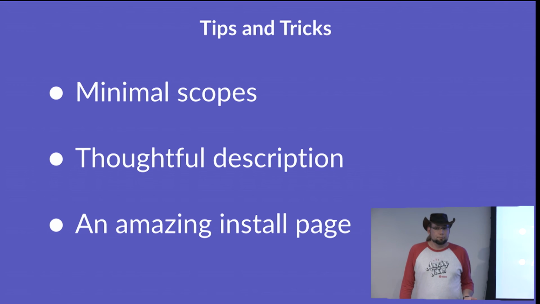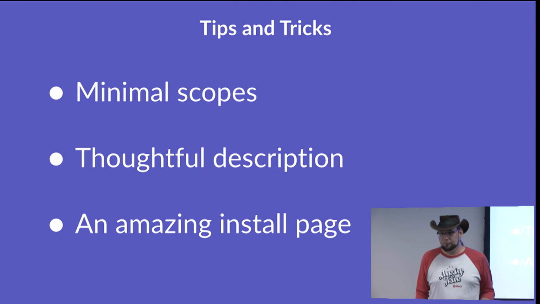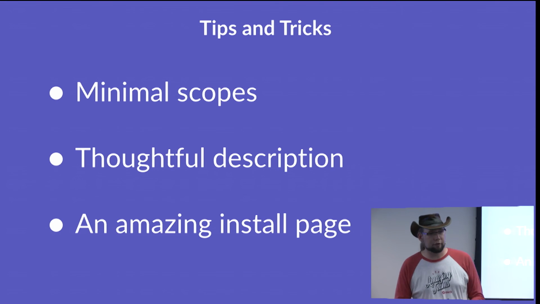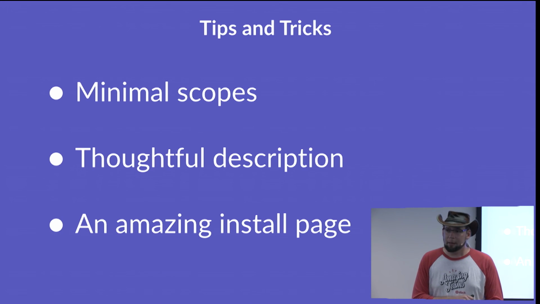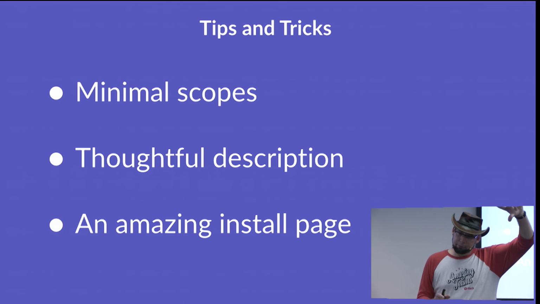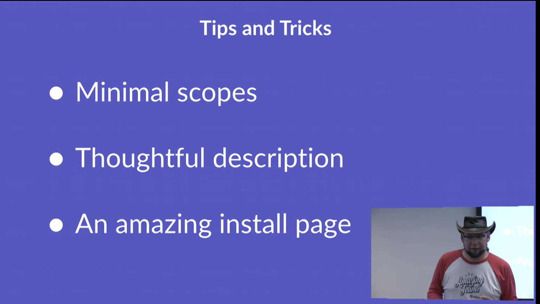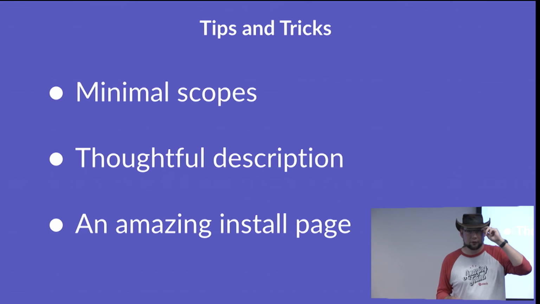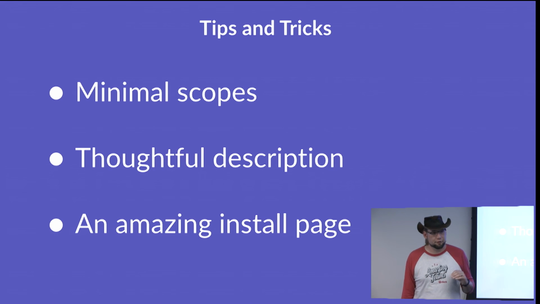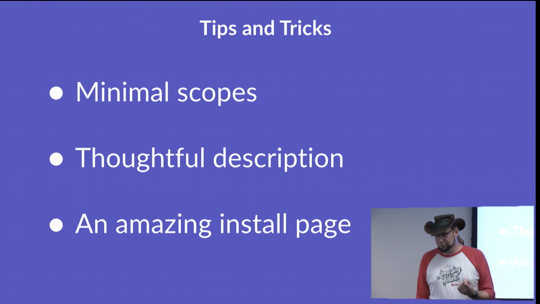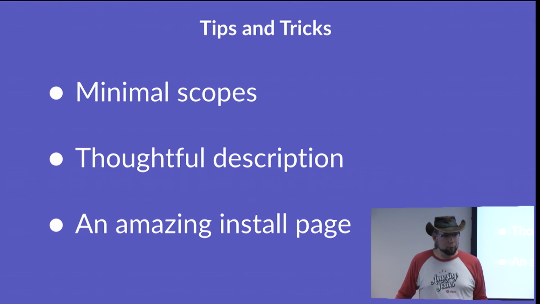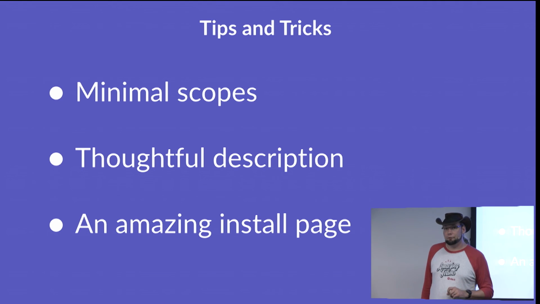Two, a thoughtful description is really helpful. So on the Slack app directory, it works a lot like the iOS app store. You get a section on the screen for text description. So think very carefully about what that description offers, because it's the first contact that users will have with your app in depth. It's your first chance to sell it. It's also your first chance to lose the customer. So think carefully about that.